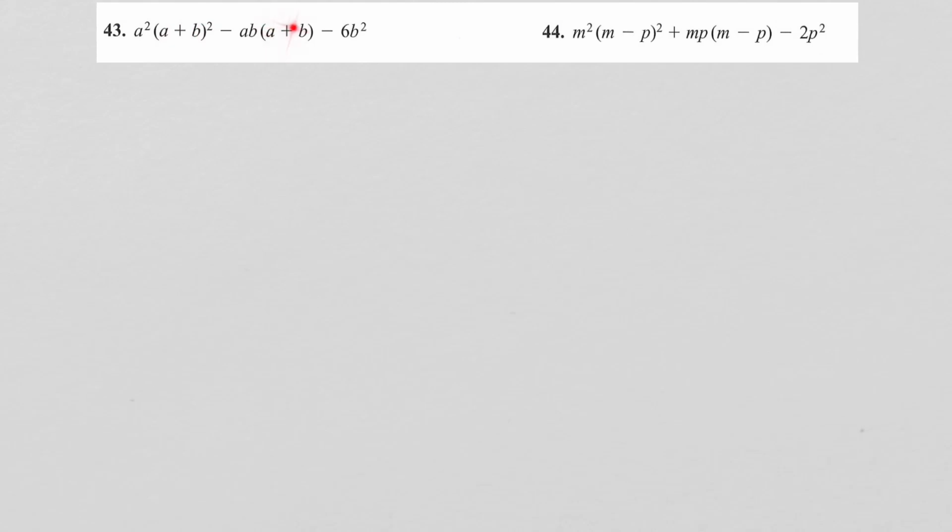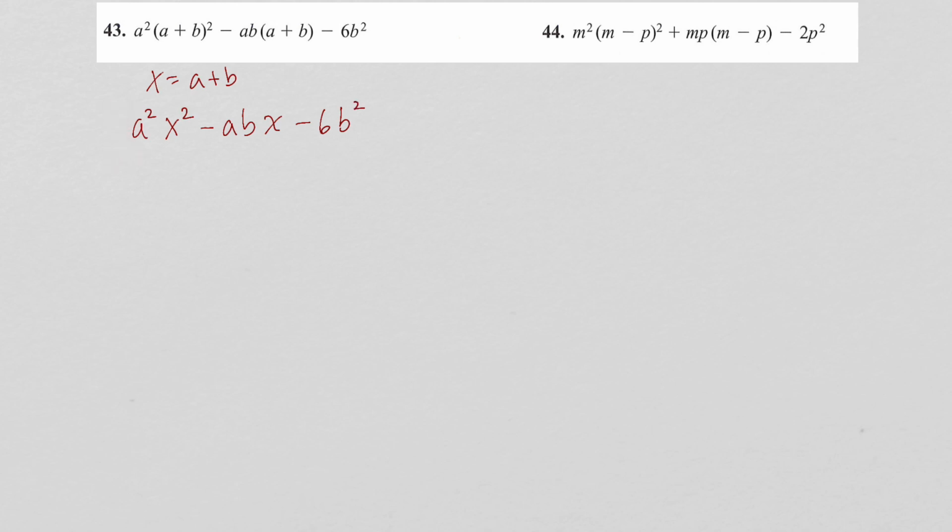Okay, this a plus b is the recurring element. So I don't want to use a or b, so I'll use x. x is equal to a plus b. So what that gives me now is that I have a squared times x squared, well, let's do it like this, minus ab times x minus 6b squared.